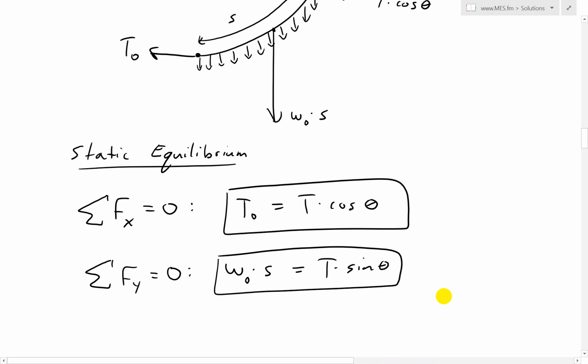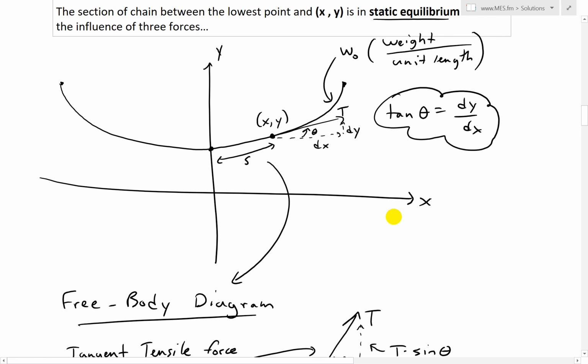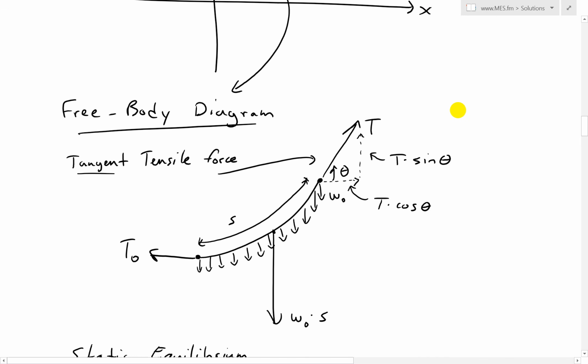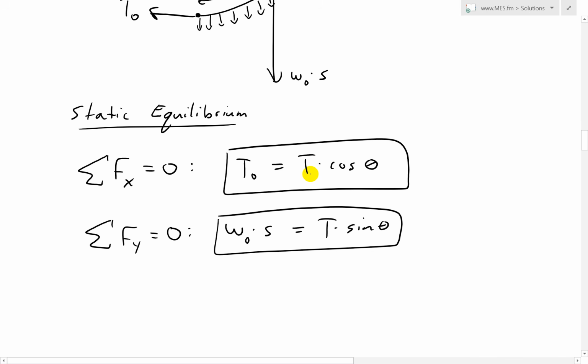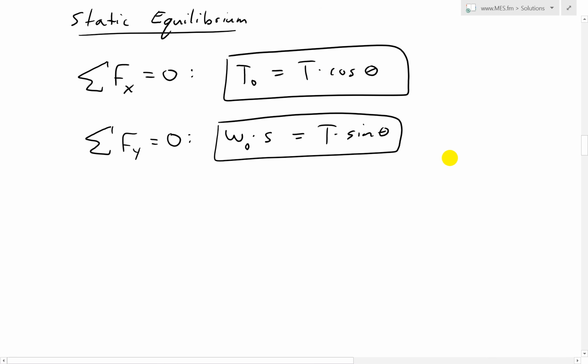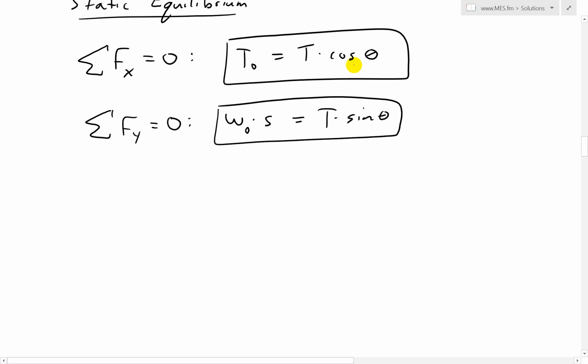And now because I showed tan theta equals dy over dx, that's just a tangent line across there, what we can do is cancel this T out. That's just because that's a generic tension at any of the points, or at that arbitrary xy point. So we can divide this by that.